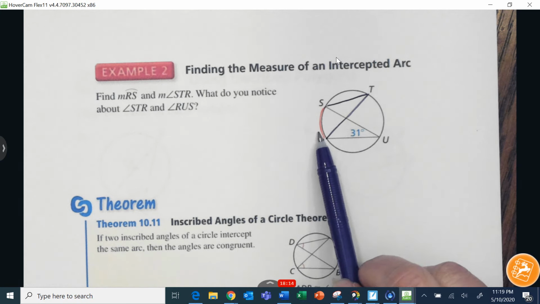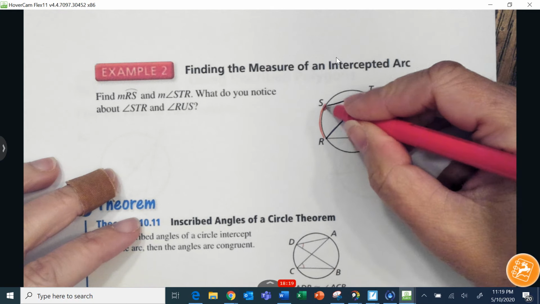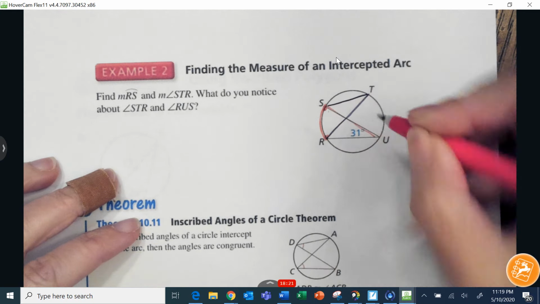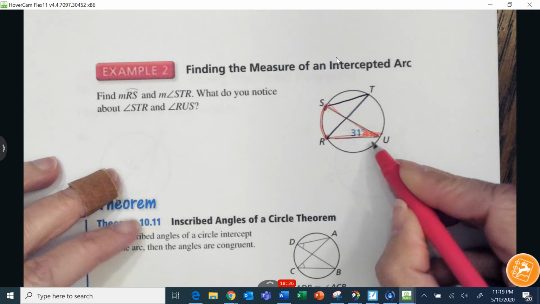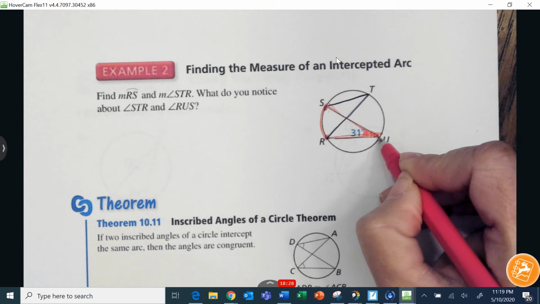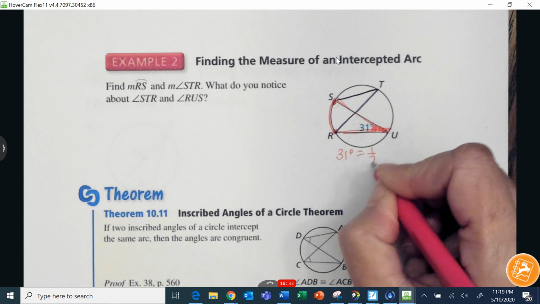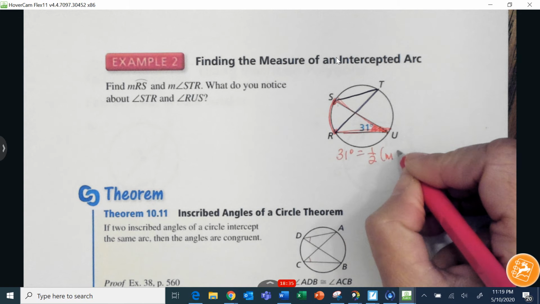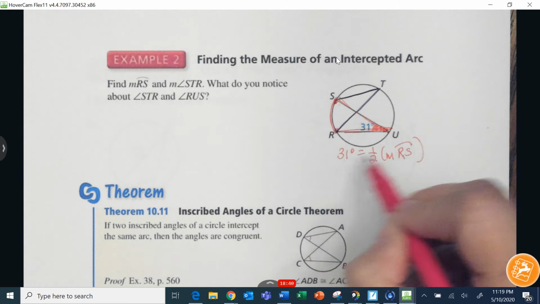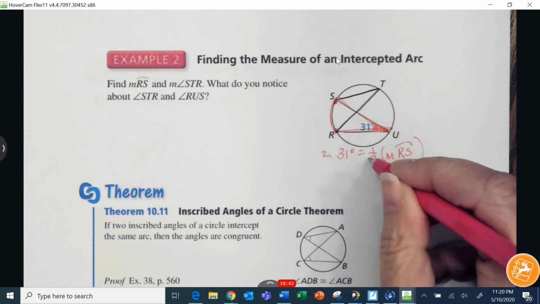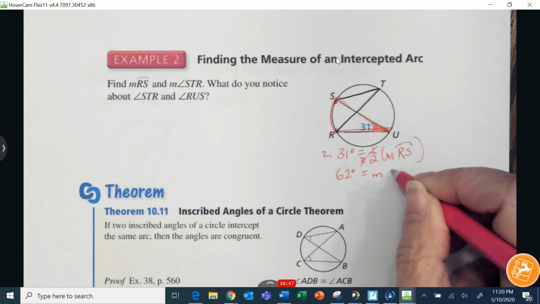So I think I can find arc RS by using this given angle. This angle is an inscribed angle, which means it is half of the measurement of RS. So if this is half of that, I'm going to multiply both sides by 2, and I get 62 degrees is the measurement of RS.